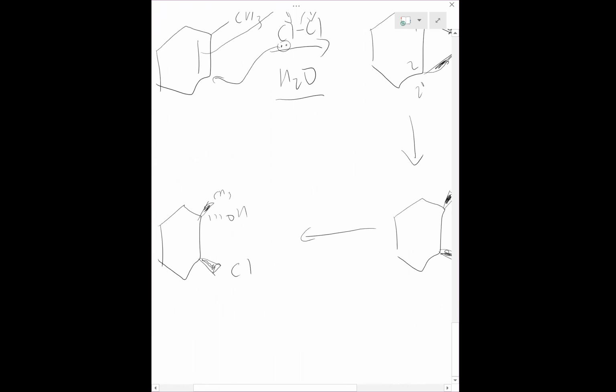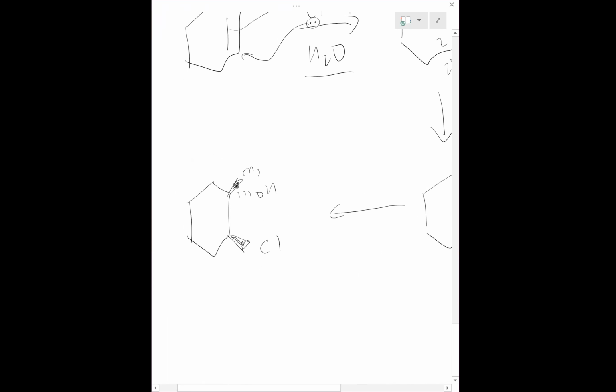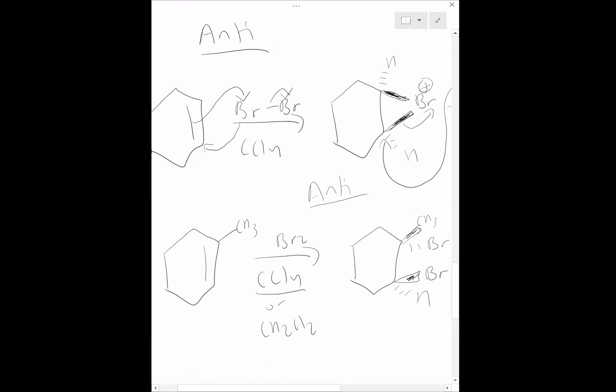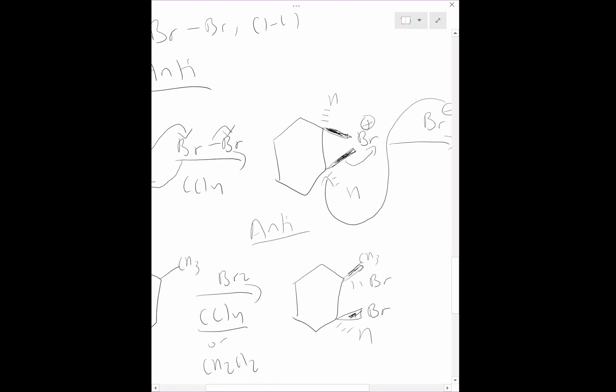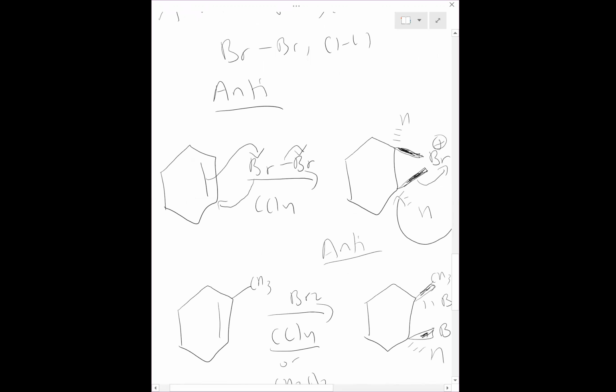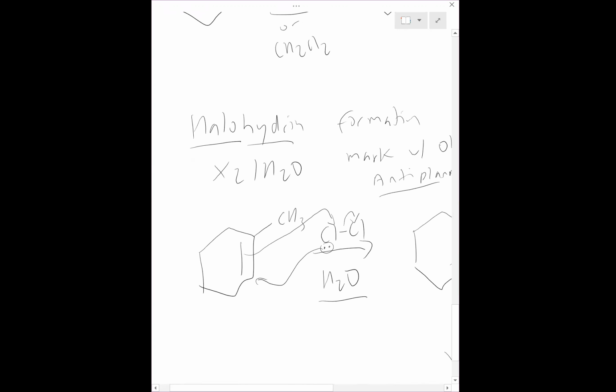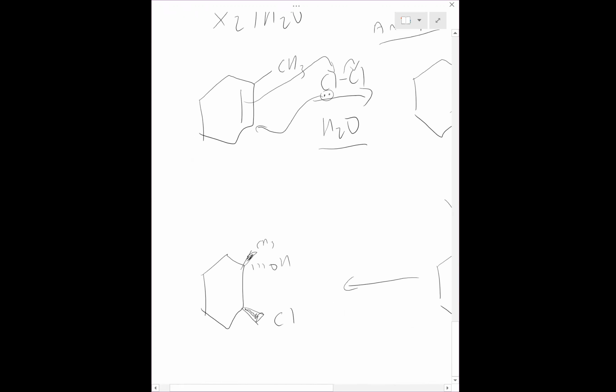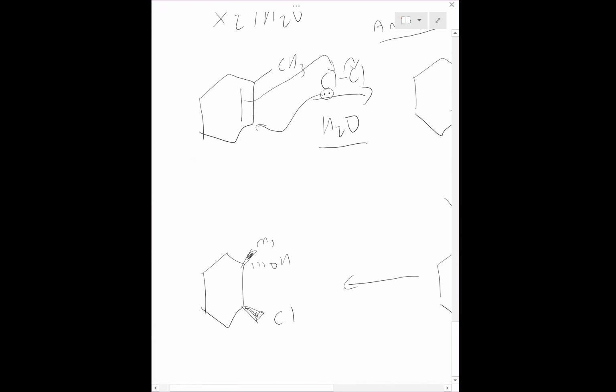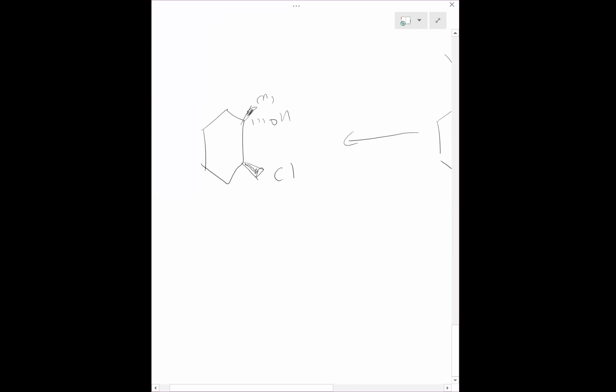So notice OH got added to the Markovnikov position, the more substituted position, and the OH and Cl are anti to each other. So again, comparing to this one, the Brs are anti, but it doesn't matter which one's more substituted because you're adding the same thing. This one, the two things are still anti, but the difference now is it's Markovnikov with the OH because the OH is now going to attack the most substituted position. Does that make sense?